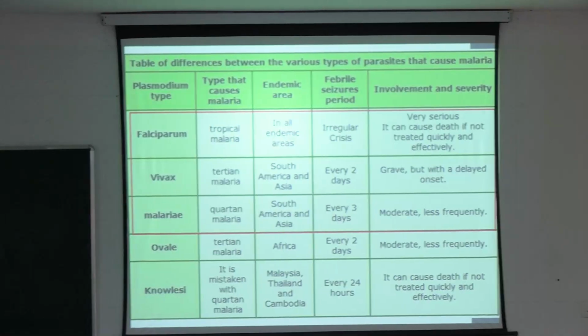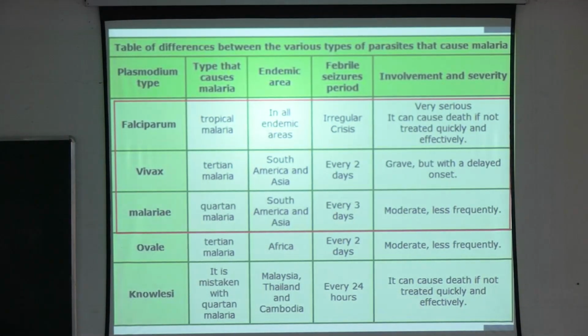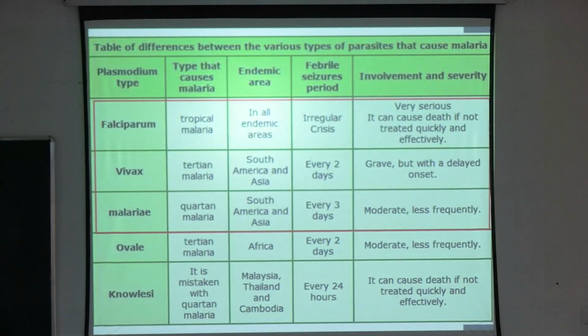Okay? Then there is vivax, and then there is malariae. These three are found in India. Right? Falciparum, vivax and malariae. Ovale and knowlesi are usually not found here, they are found in Africa or other places. In Asia or in India, what is there? That is falciparum, vivax and malariae. So which is more severe? Which parasite causes malaria more severely? Falciparum. Very good. Then comes vivax, then malariae. Okay?